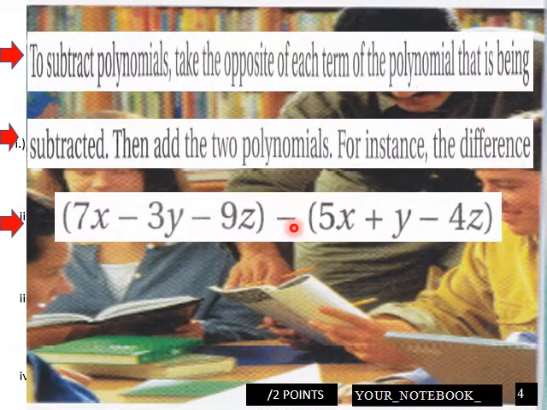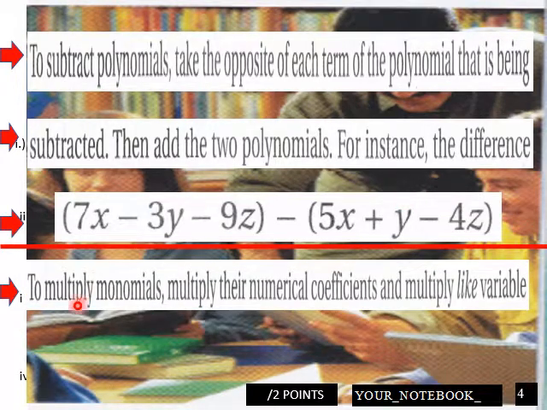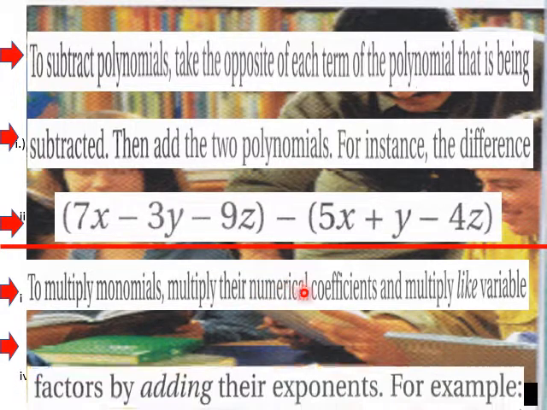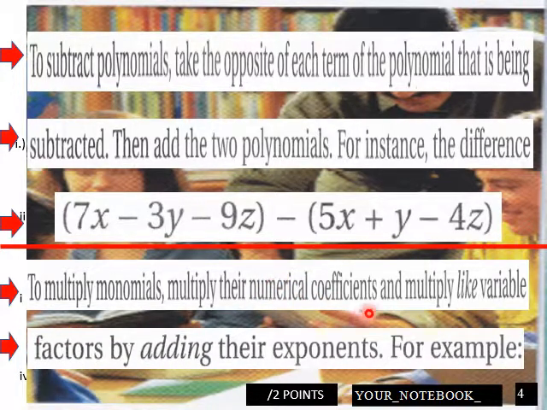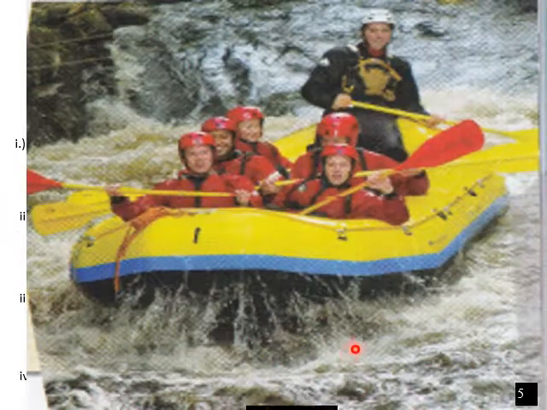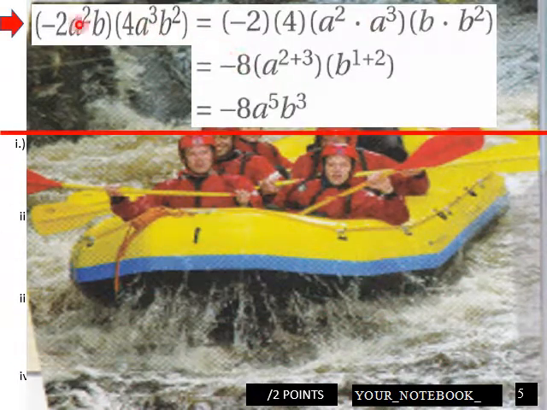To subtract polynomials, you can do it in a horizontal fashion, or you can do it in a vertical fashion too. To multiply monomials, multiply their numerical coefficients and multiply like variable factors by adding exponents. So you would have something like this, where you multiply here, and then in each line you further combine like terms until you come up with this final monomial here.